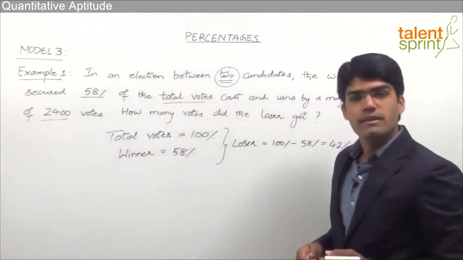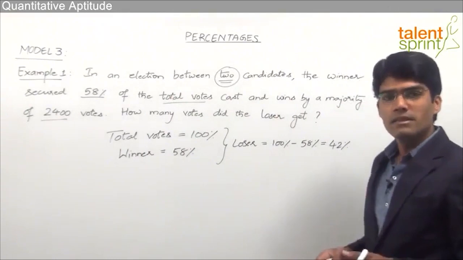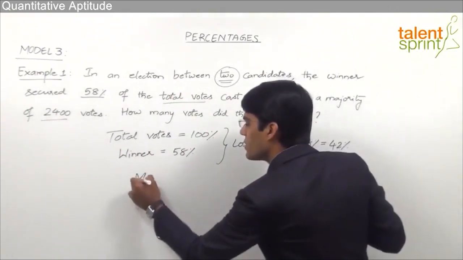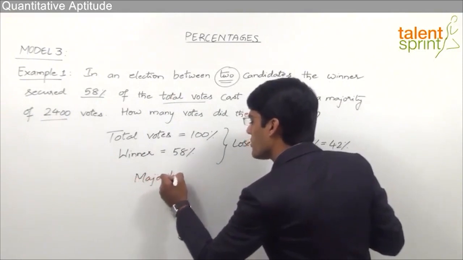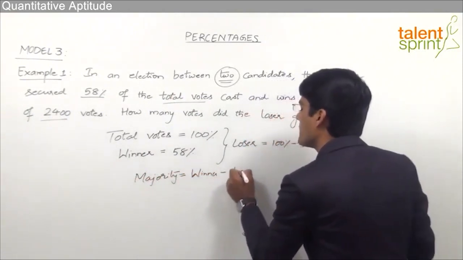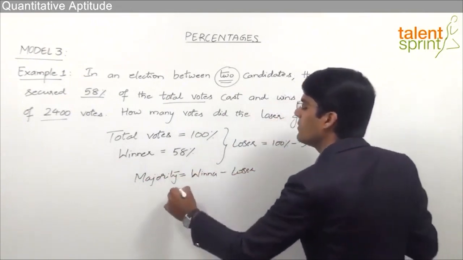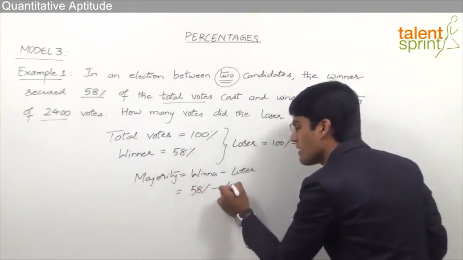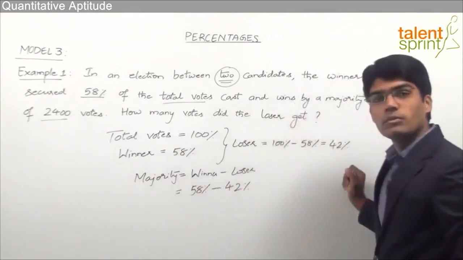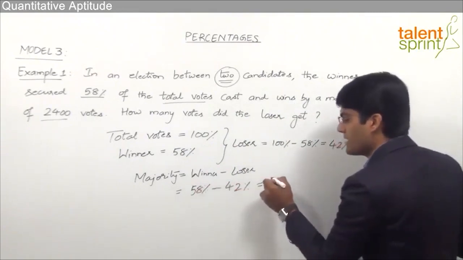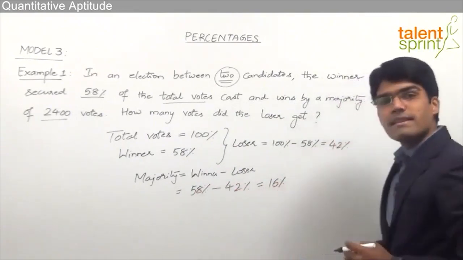Now what is majority? It is nothing but the difference between the number of votes of the two persons. So we can say that majority is equal to the number of votes obtained by winner minus the number of votes obtained by loser. We very well know that winner has obtained 58% of the votes and the loser has got the remaining percentage, that is 42%.